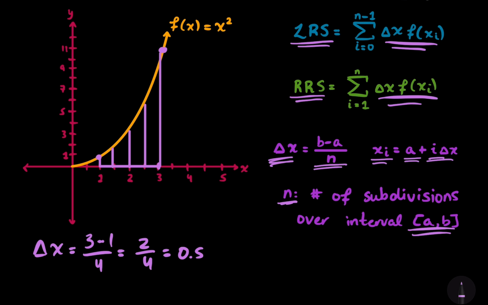And now the next thing we want to do is use the right Riemann sum. And so what we're going to do is use the value of the function evaluated on the right-hand side of each interval. So let's go ahead and represent that.